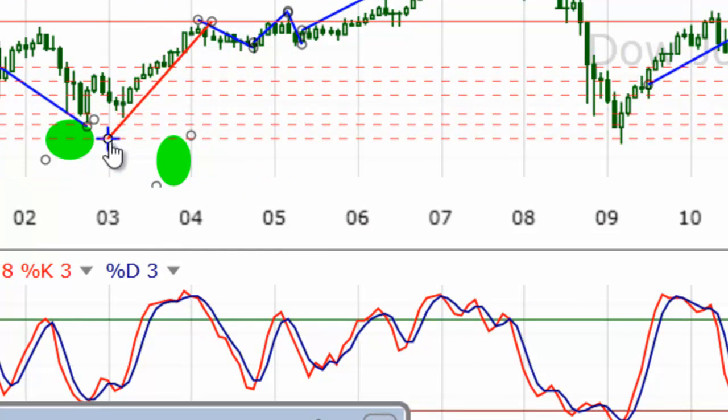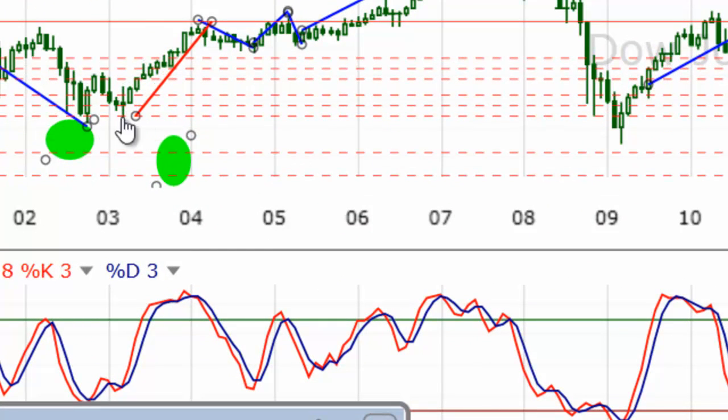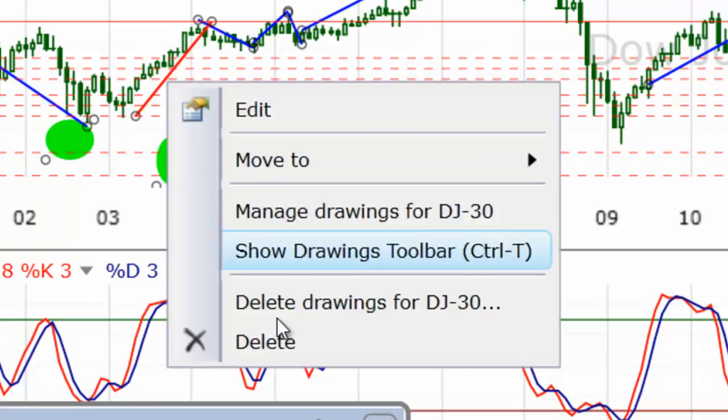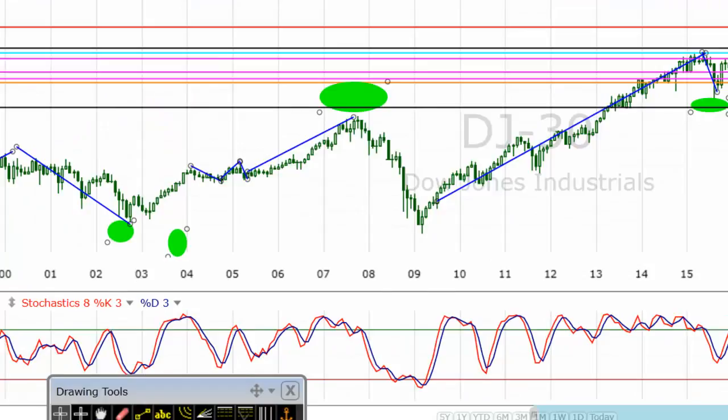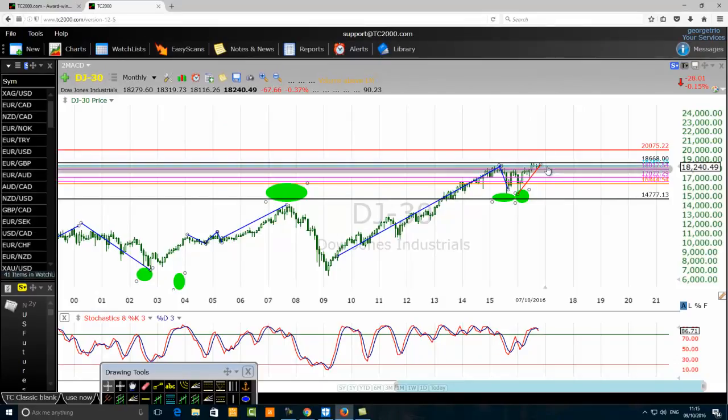I might measure, because you have to measure it correctly, from here to here. That's almost the 38.2% level. So we can expect again, if it's going to go down here, we will expect it to go down to the 38.2% Fibonacci retracement level of the move from here to here.